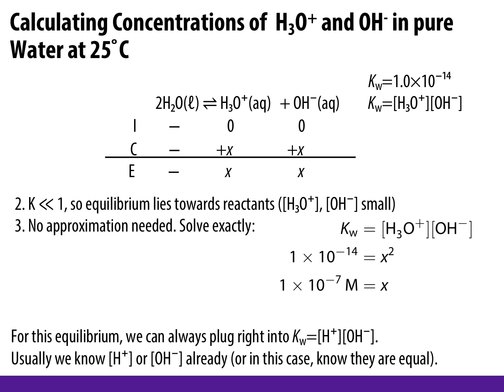So since we get 10 to the minus 14 is equal to x squared, when we take the square root of both sides, we get 10 to the minus 7 molar is equal to x. And in general, the way we're going to solve this is not ever by making an ice table, but we're always going to plug right into Kw is equal to H plus times OH minus. We'll know one of those, or H3O plus times OH minus, because we normally emphasize hydronium being H3O plus. Then, because we'll know one of those concentrations, we'll just be able to solve for the other without building a separate ice table for this reaction.